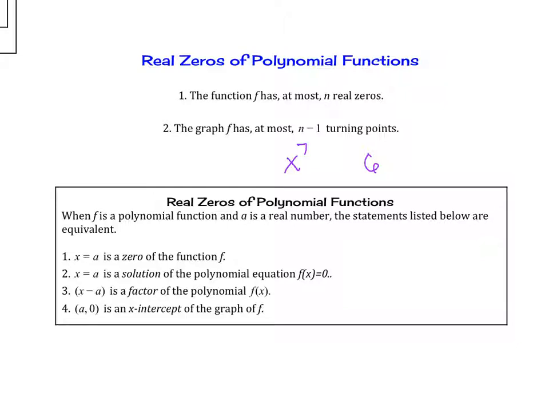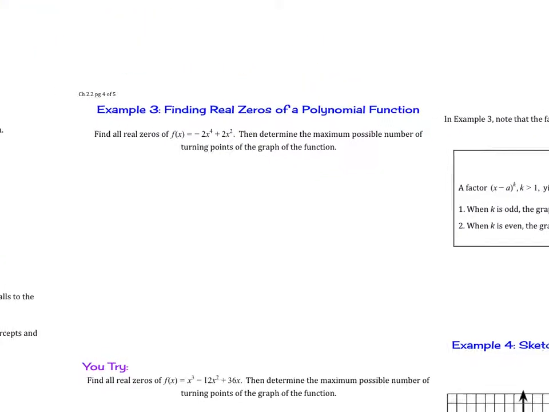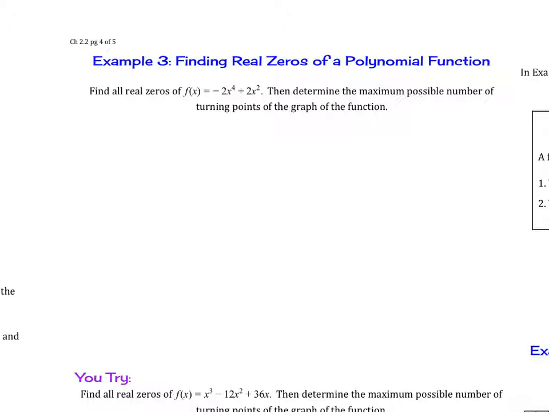points. When f is a polynomial function and a is a real number, the statements listed below are equivalent. So this is how you would write these. When we're trying to find zeros, or even solutions, you write x equals a of the polynomial equation. Then if you want to write it as a factor, you leave it in that form. Then if it's asking for an x-intercept, we write it as an ordered pair.